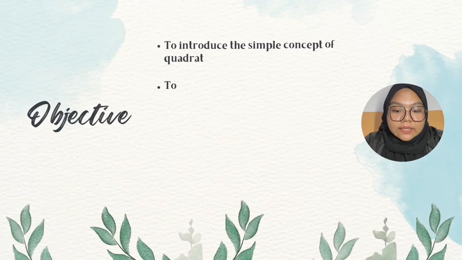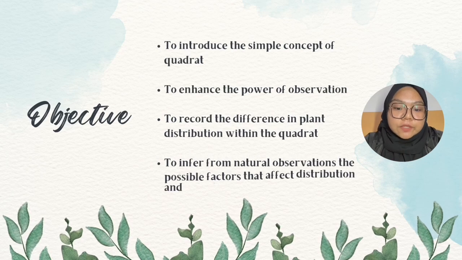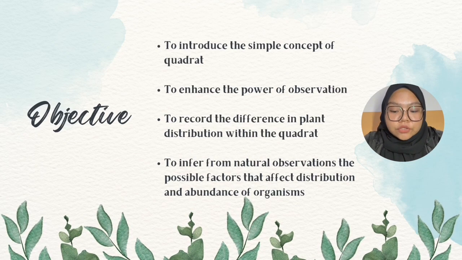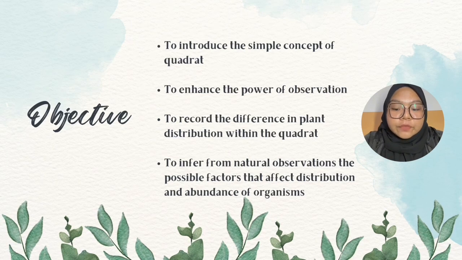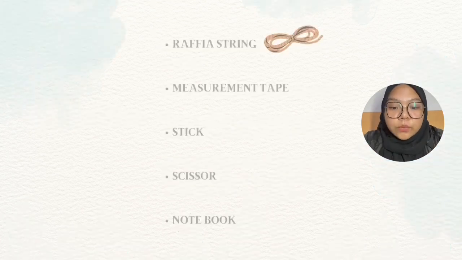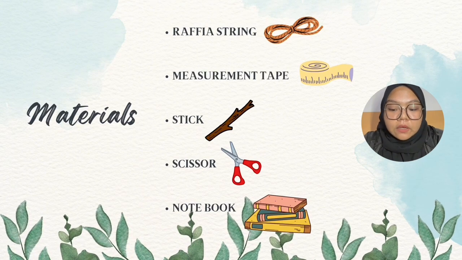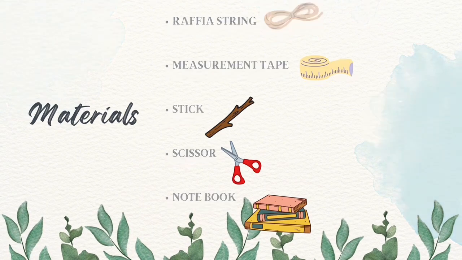The aim is to study and analyze the diversity and distribution of plant species within a given area. Specifically, we aim to introduce the simple concept of quadrat to enhance the power of observation, to record the difference in plant distribution within the quadrat, and to infer from natural observations the possible factors that affect distribution and abundance of organisms. We use the following materials: raffia string, measuring tape, stick, scissors, and a notebook.